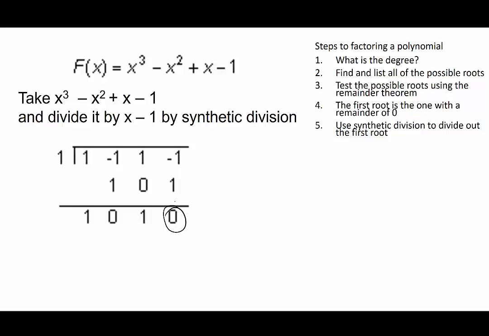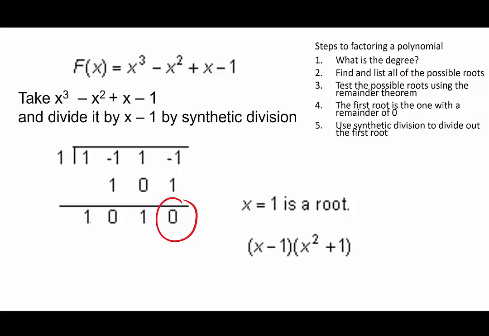Next, this becomes the coefficients of the terms of your new polynomial. Since we started with a degree 3, we divided out a term, so we are going down to x squared. So the new polynomial, this coefficient went right there. This coefficient meant there's no x term, and this coefficient became our constant term.